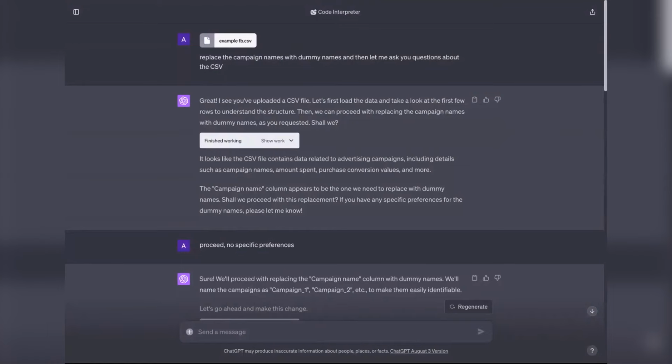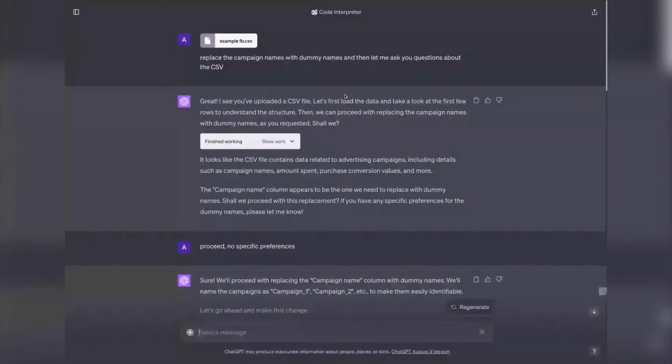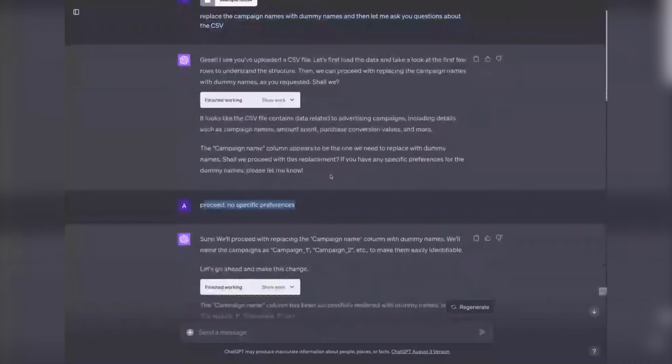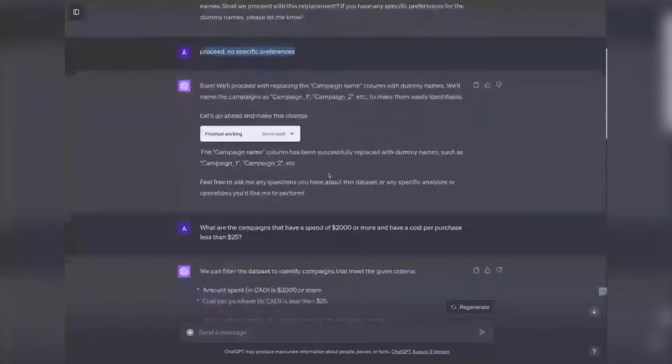So within Code Interpreter, here's an example. I just uploaded some data that we have from an ad account. And I asked it to replace a bunch of campaign names, just so that we don't reveal anything confidential. And I want to show you part of this process too, because it's pretty cool. So I just told it basically to replace the campaign names with dummy names, told it to proceed with no specific preference on how it named it. So it went ahead and did that, and then I asked it a question just as a sampler to illustrate how cool this is.